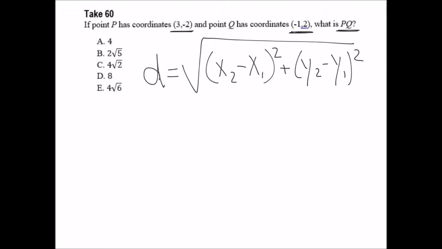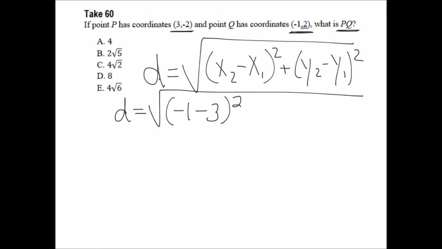So if we use that equation here, we see D is equal to the square root of, let's look at the second x is -1, and the first x is 3, so we find the difference between those two, and then we square it, plus second y is 2 minus the first y, which is -2, and we square that.